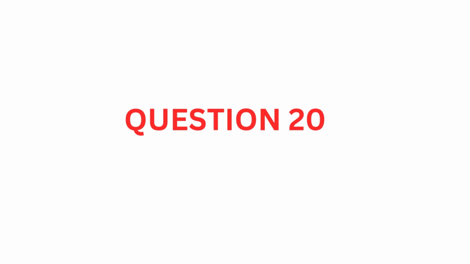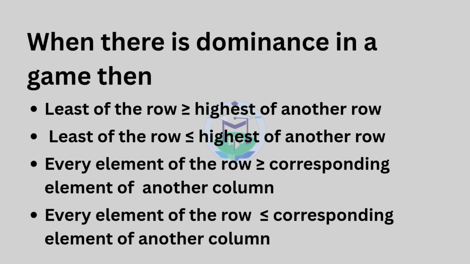Question number 20. When there is dominance in a game, then. The answer is option 2, least of the row less than or equal to highest of another row.